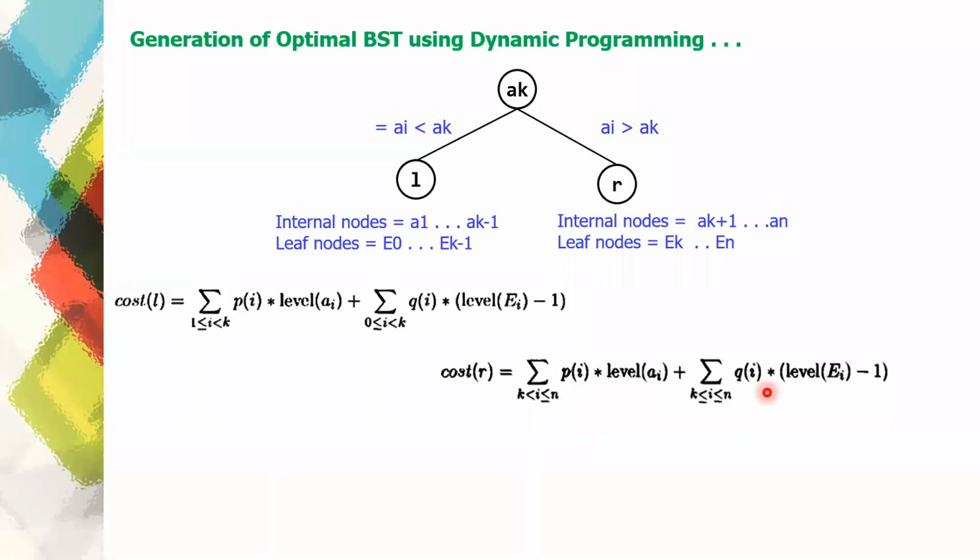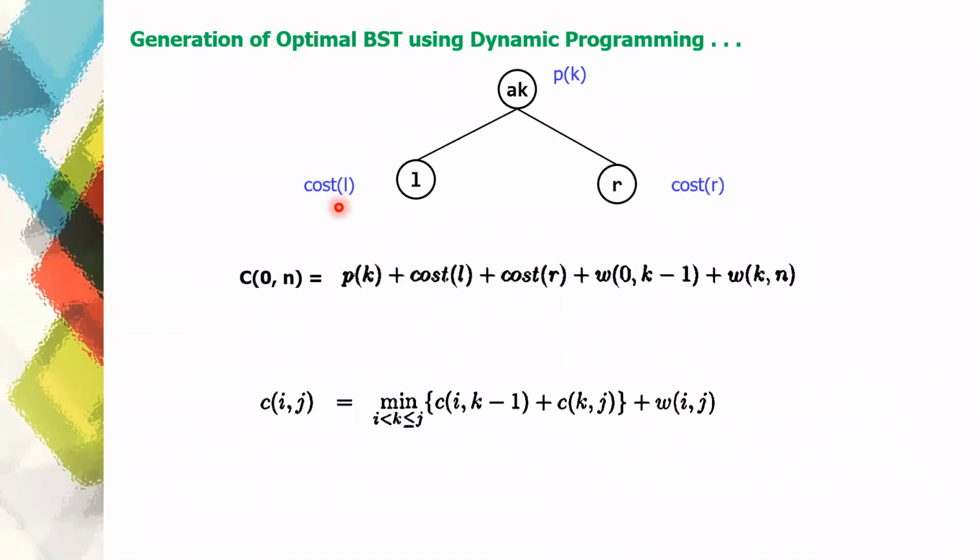Now, I already know the cost of the left subtree and the cost of the right subtree, separately. Then how do I calculate the cost of this entire tree? This is the formula: the probability of AK, plus the cost of the left subtree, plus the cost of the right subtree, plus the weights from 0 to n.